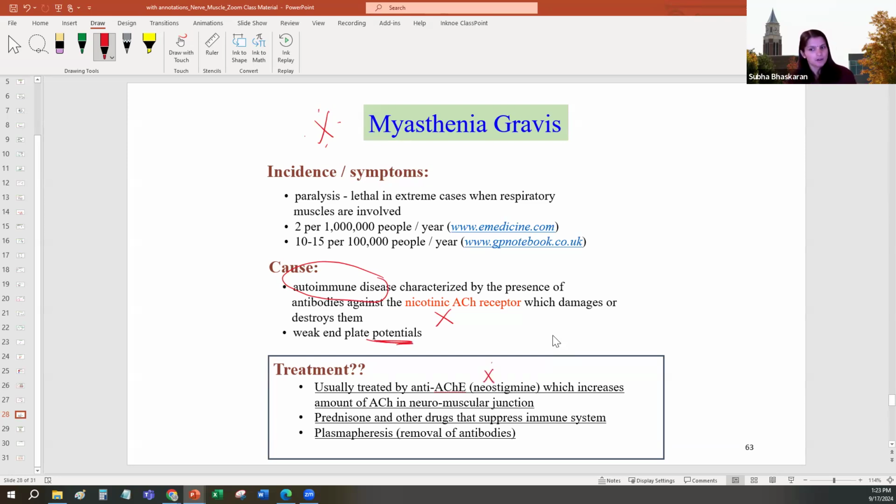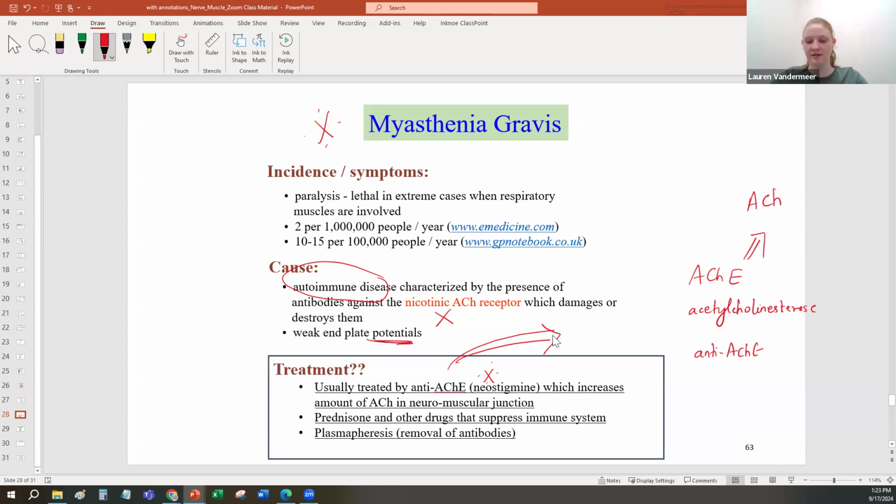So this is a popular medication, histamine. This is anti-ACHE. What does that tell you? So ACHE is acetylcholinesterase. Yes or no? Those are the abbreviations. Abbreviations are important. If it is anti-ACHE, what does this do to ACH? What does this do to ACH? It blocks the breakdown of ACH, which is what ACHE does, so that there's more ACH available.